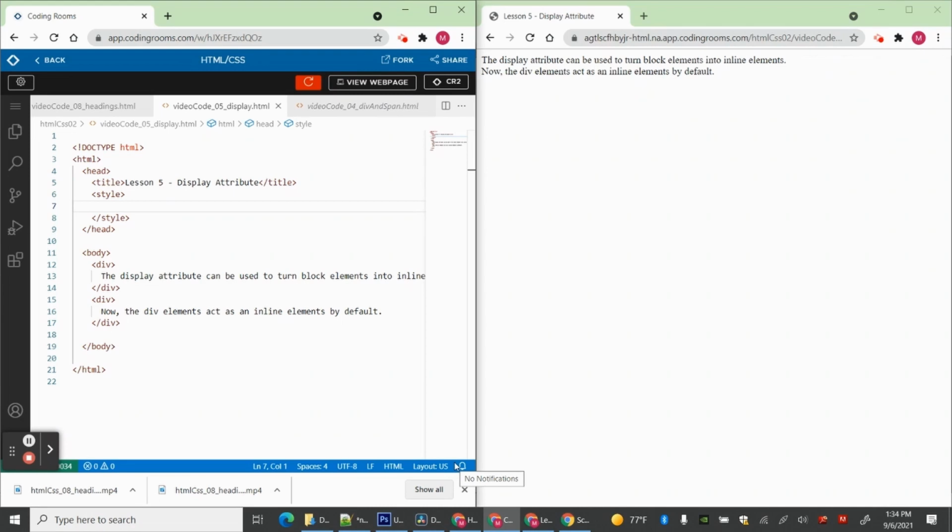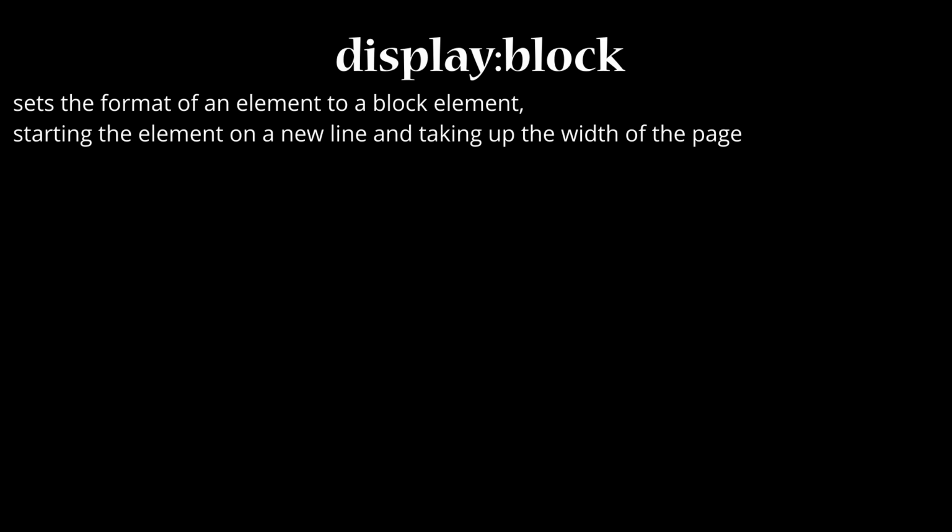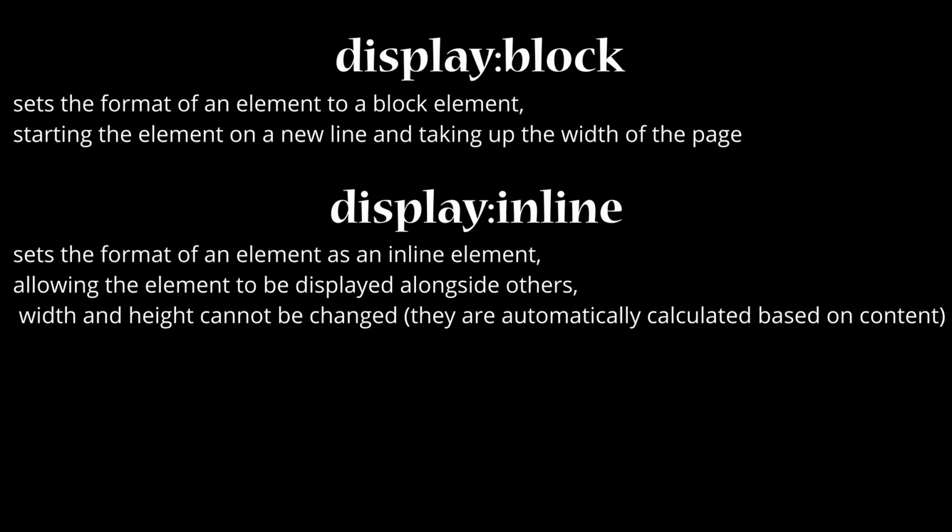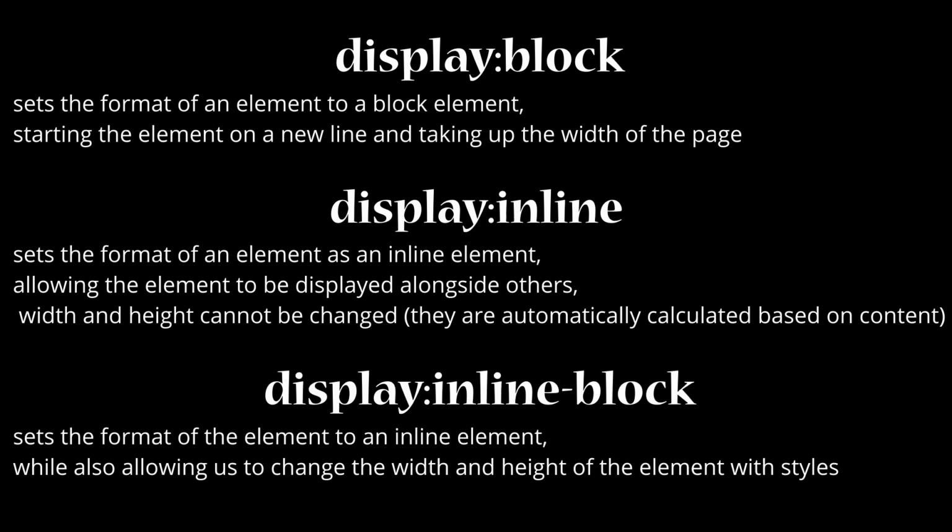We have the following style rules that can be used with the display property. Display block sets the format of an element to be a block element, starting the element on a new line and taking up the full width of the page. Display inline sets the format of an element as an inline element, allowing the element to be displayed alongside others. Width and height cannot be changed. They are automatically calculated based on content. Display inline-block sets the format of the element to an inline element while also allowing us to change the width and height of the element with styles.